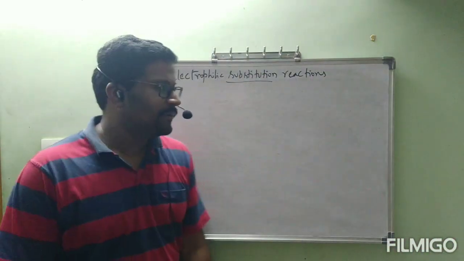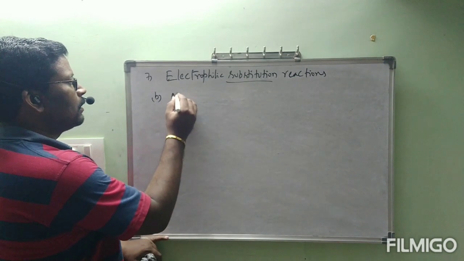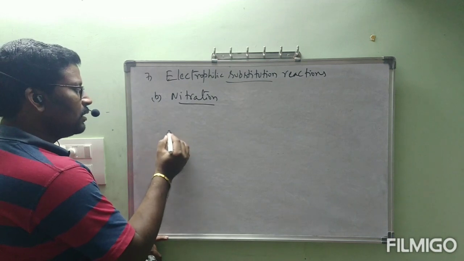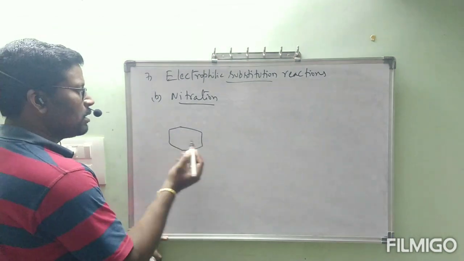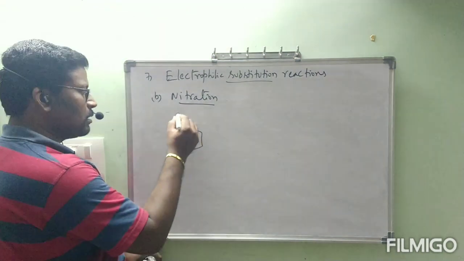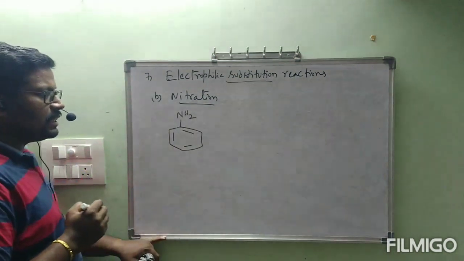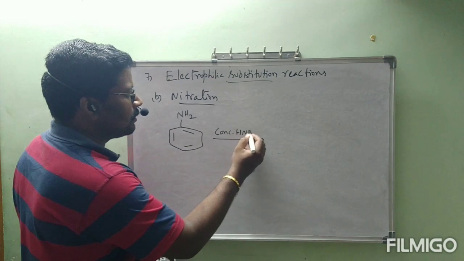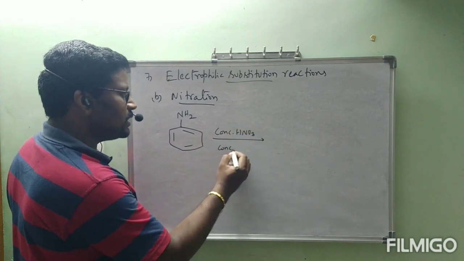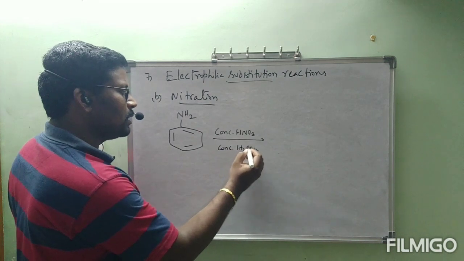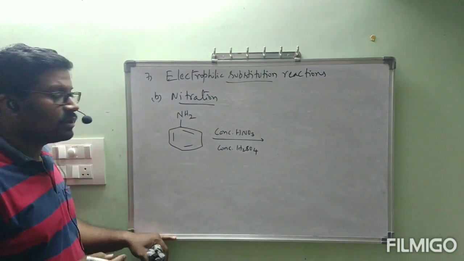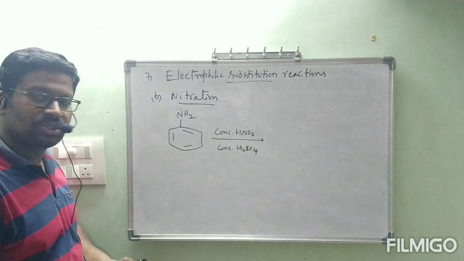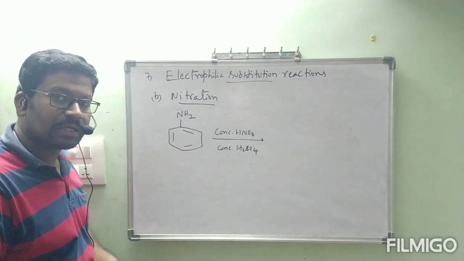That is B, which is nitration. Under nitration, same thing. When aniline is going to react with concentrated HNO3 as well as concentrated H2SO4, this is called nitration mixture. Already we know this one. Okay. So aniline is directly going to react with concentrated HNO3 in presence of concentrated H2SO4. Okay. What are the products we are getting?